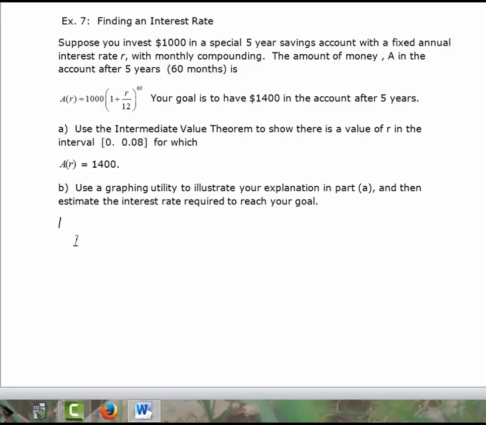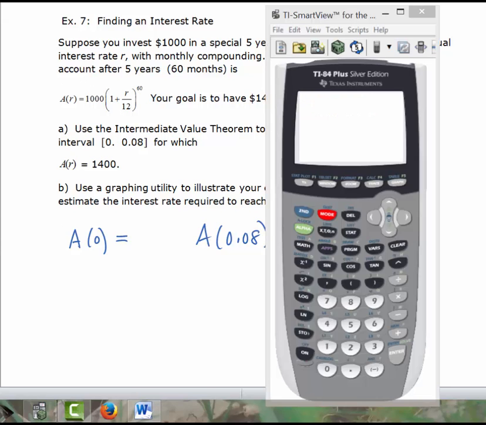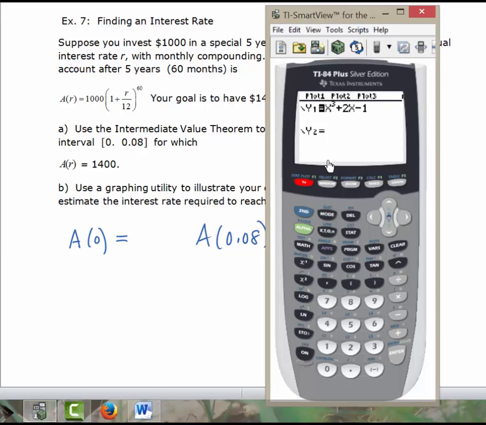The next thing I'm going to do is I need to evaluate the function. I want to find A of 0. Right? Basically, I'm evaluating the function at my endpoints, A of 0 and A of 0.08. And I don't want to plug this in by hand. I want to use the calculator to do the work here. So what I'm going to do is enter this function into my y equals on the graphing calculator.